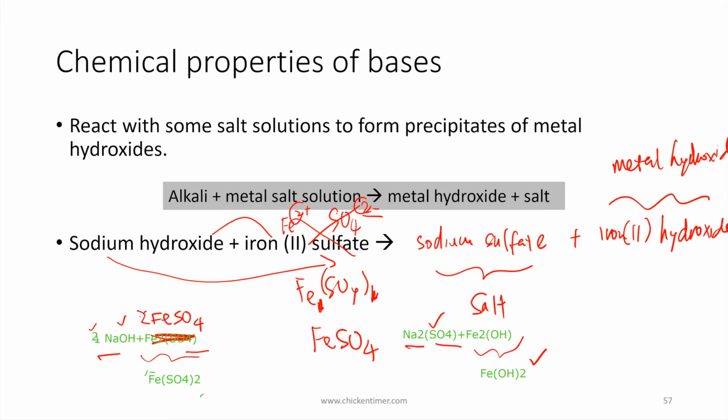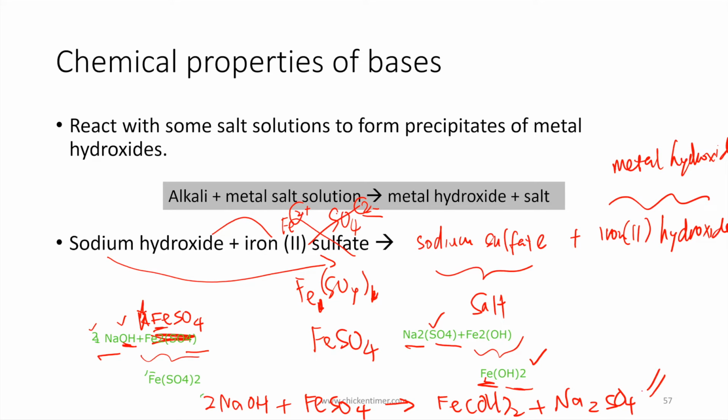Oh, wait. No, I looked at the wrong one. This is here, here. Then after that, you have 2 oxygen and 2 hydrogen here. So in the end, it will be as what you have written: FeSO4 plus Fe(OH)2 plus Na2SO4. Like that, this is the answer.